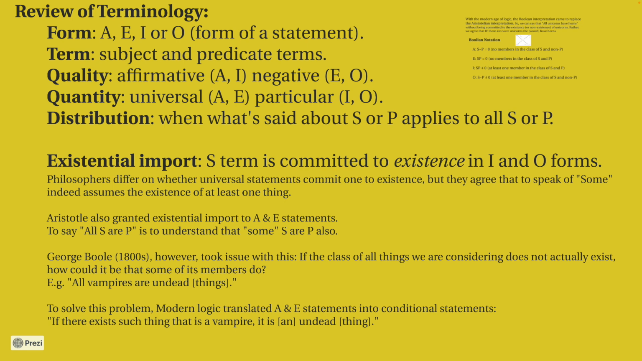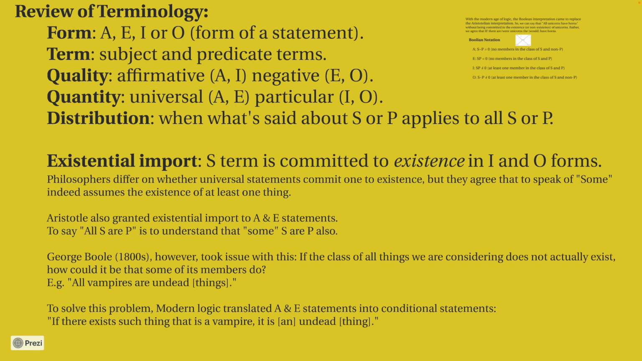So Aristotle granted existential import not only to I and O forms, the some statements, but also to A and E statements. To say all S are P is to understand, he believes, that some S are P also. Mathematician and philosopher George Boole, however, writing in the 1800s, took issue with this. And this, by the way, is one of the issues Lewis Carroll was pressing into in his Game of Logic.